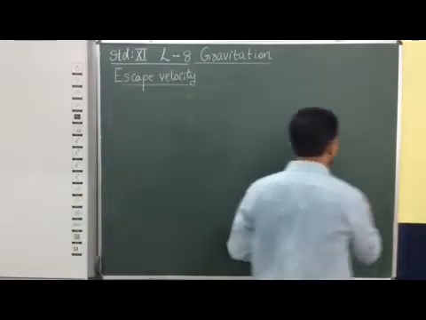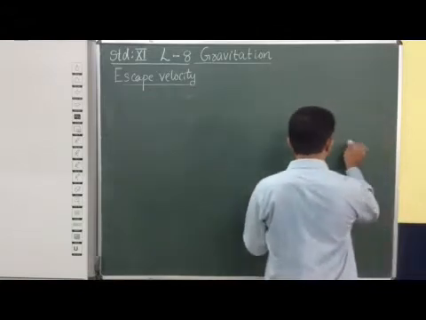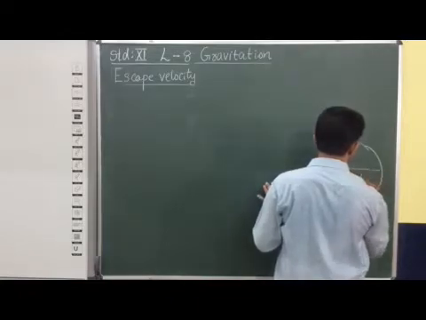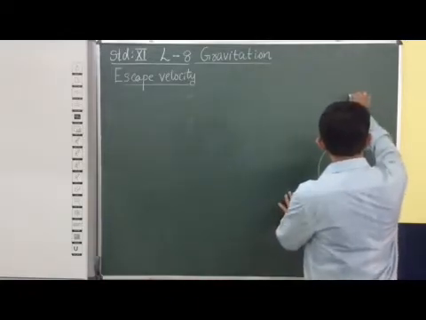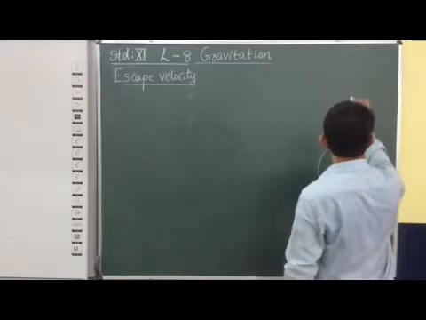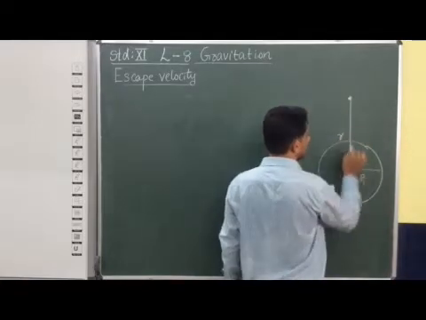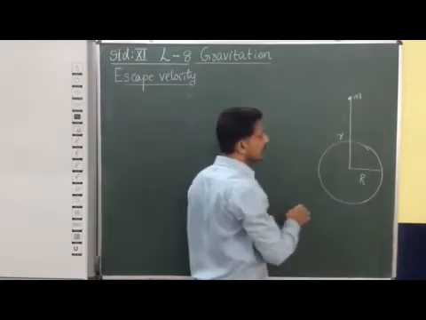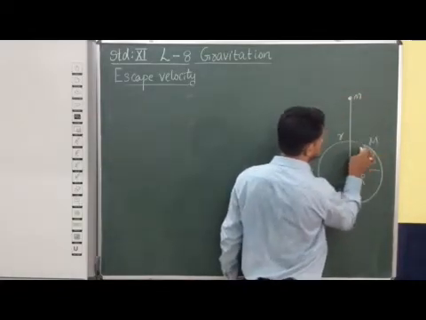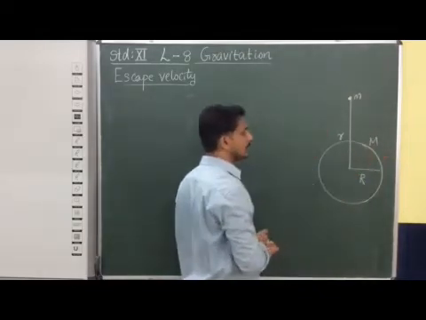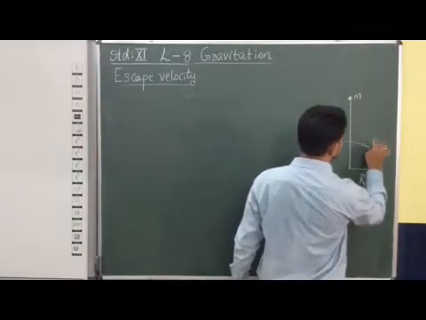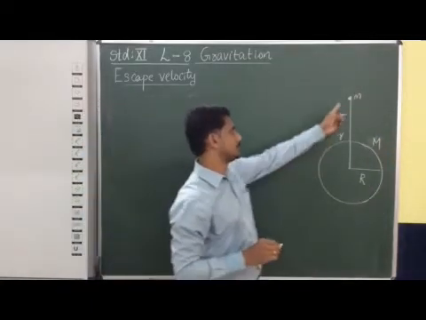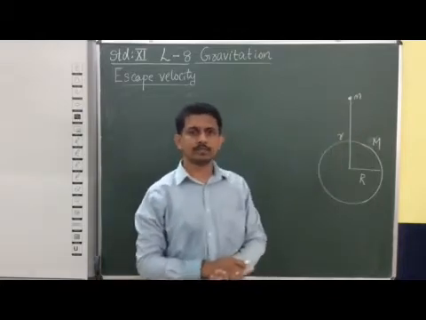Let us consider the case of the earth. R is considered as the radius of the earth. Initially we consider a situation in which an object is placed at a distance r away from the center of the earth. Capital M is the mass of the earth, and small m is the mass of this object, which is at a distance r away from the center of the earth.